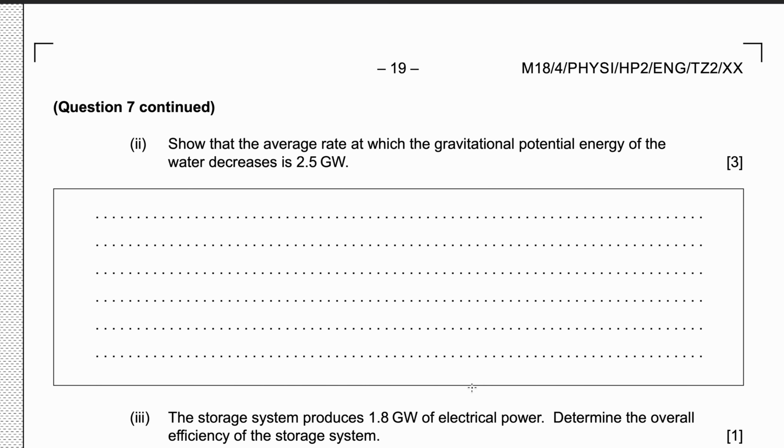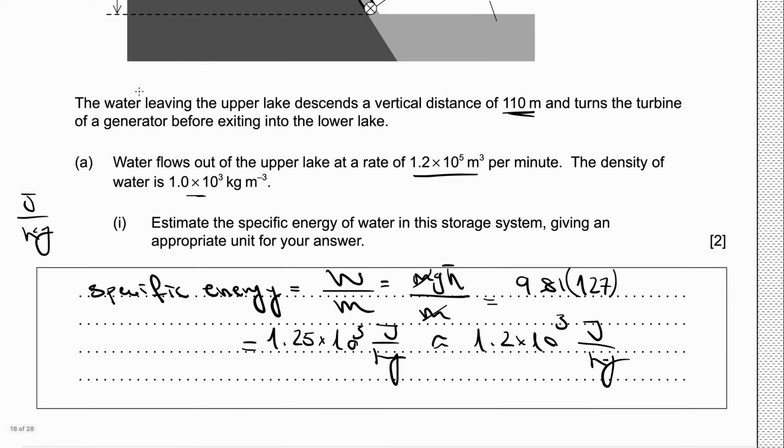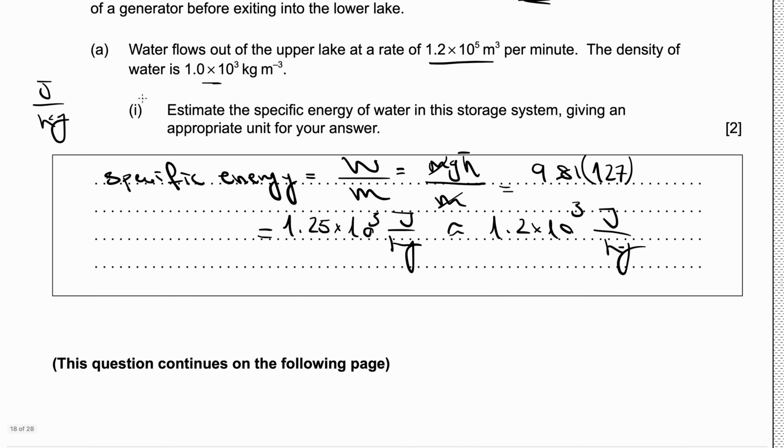Now continuing from where I left off. In part 2, we're told to show that the average rate at which the gravitational potential energy of the water decreases is 2.5 gigawatts. The rate, so basically joules per second, right? So we've got joules per kilogram. I would pay close attention to these units here and see what I can do with them. And there's also per minute here as well, so that's good.